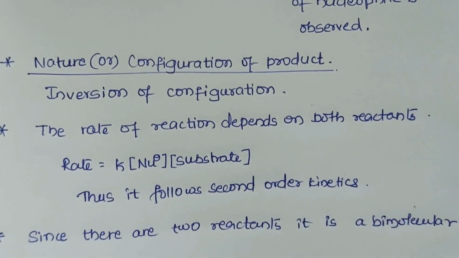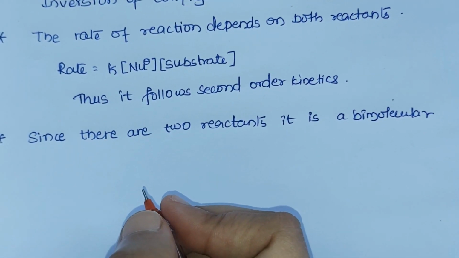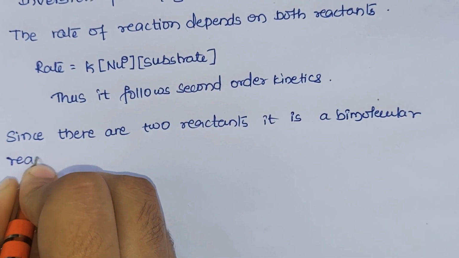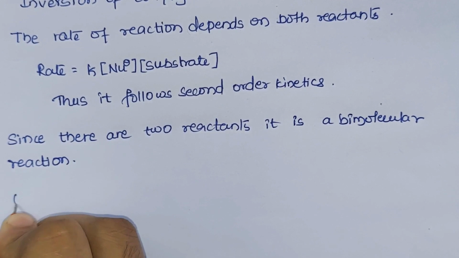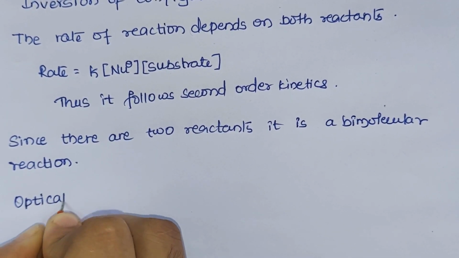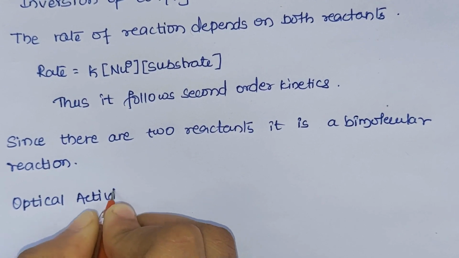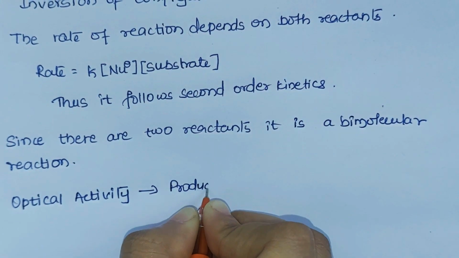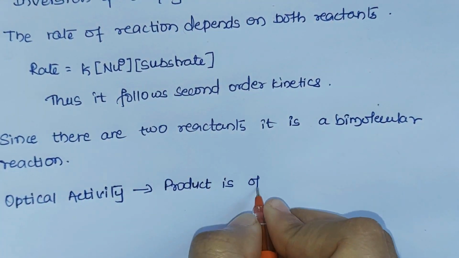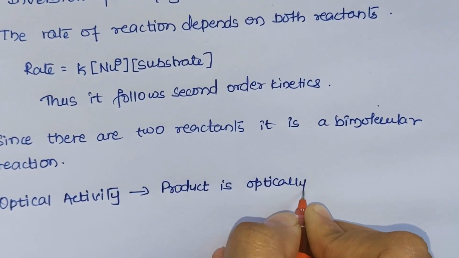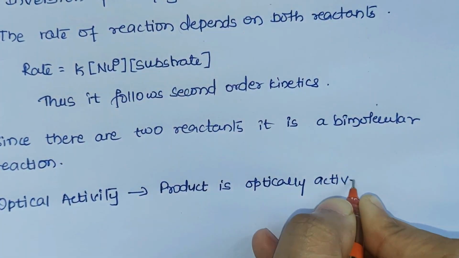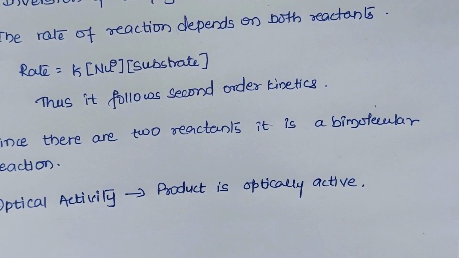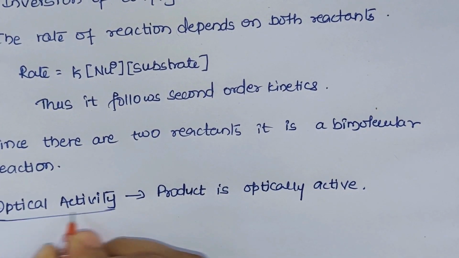Then next, let us consider the optical activity. So after the bimolecular reaction, we'll consider the optical activity. What is optical activity? What are the types you can study here? I'll discuss it in detail in my next video. For the time being, remember that the product is optically active. Why is it optically active? Due to the inversion of configuration. Why is it optically active due to the inversion of configuration? I'll explain it to you in my next video. So optical activity, I'll explain in the next video.